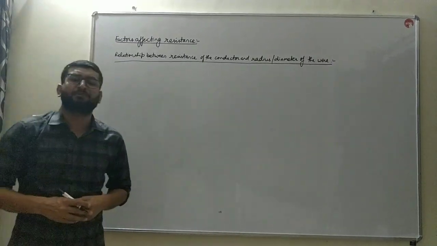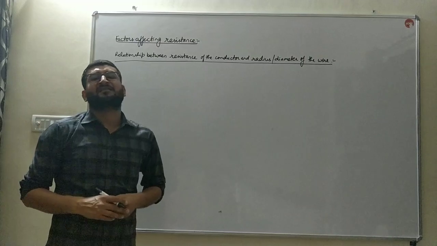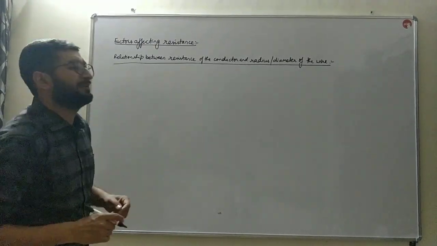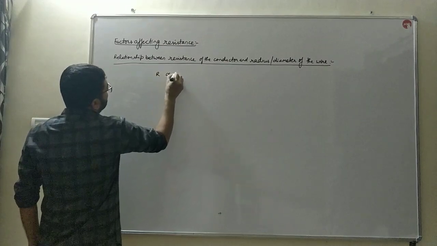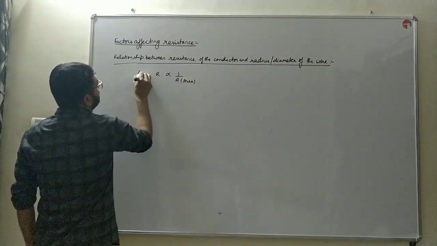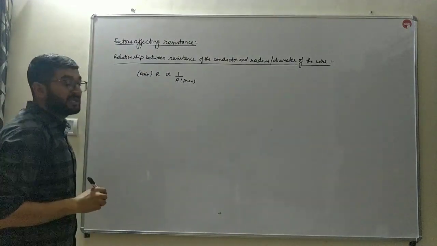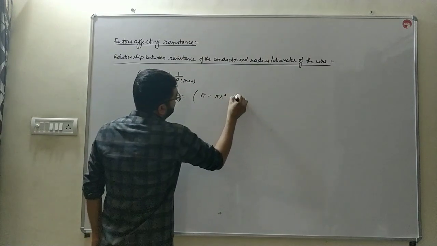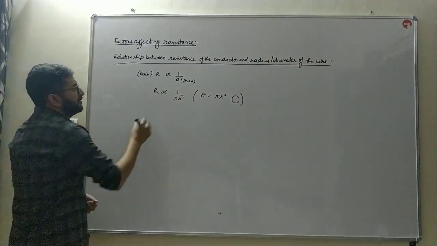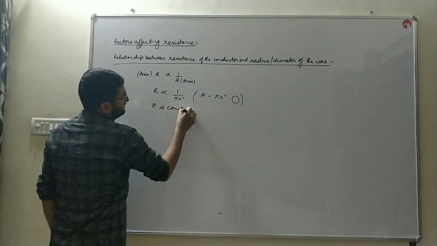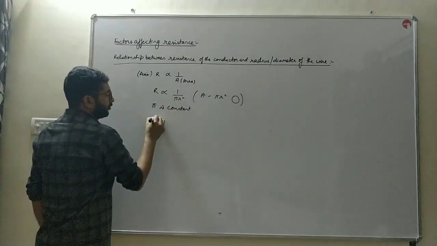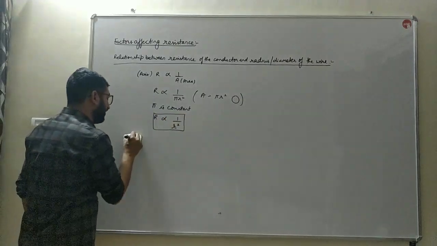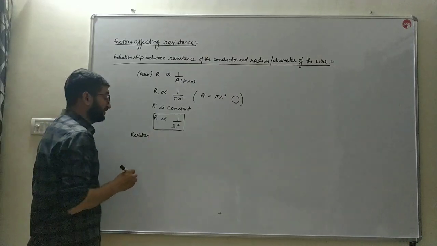Now we will discuss the relationship between the resistance of the conductor and the radius of the wire, or radius of cross section of the conductor, or the diameter. First we'll discuss with the radius and then we'll go with the diameter. As we are aware that resistance is inversely proportional to the area. And the area of cross section is pi r square. Area of circular cross section is pi r square. Pi is constant. If pi is constant, that constant will go into the proportional, and resistance of the conductor is inversely proportional to the square of radius of the cross section.